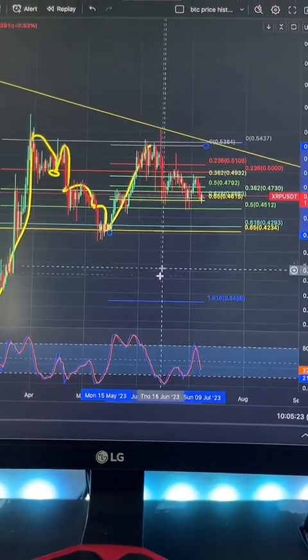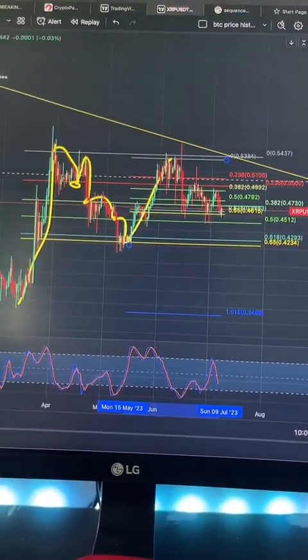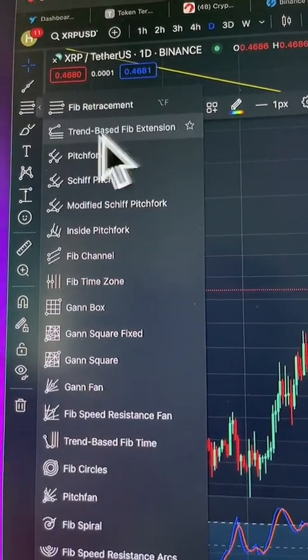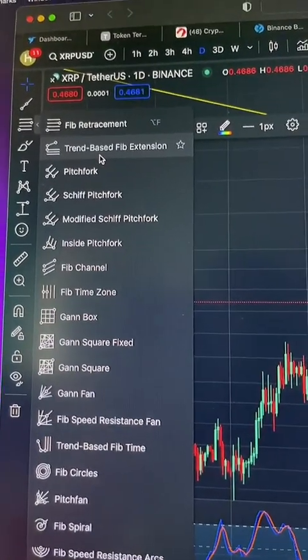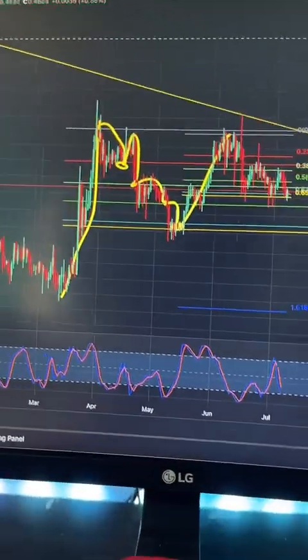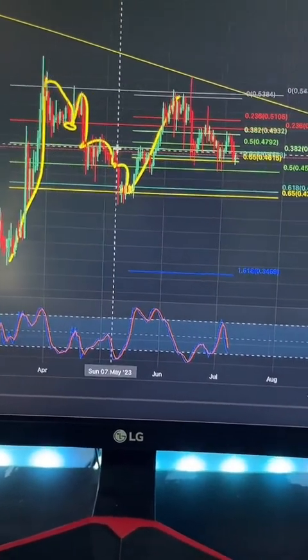This is with Fibonacci extensions and retracements, but if I'm using the trend-based Fib, I will be using the wicks actually. This is trend-based Fib. It's the same concept, but just a bit different. So I might actually talk about that trend-based Fib in the next video.